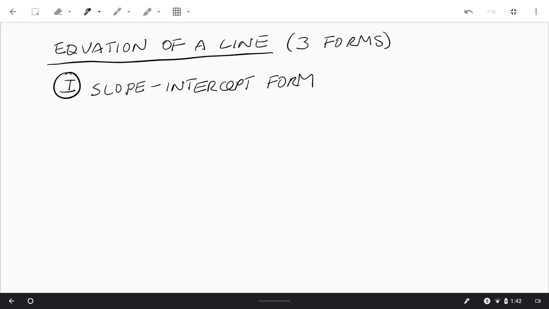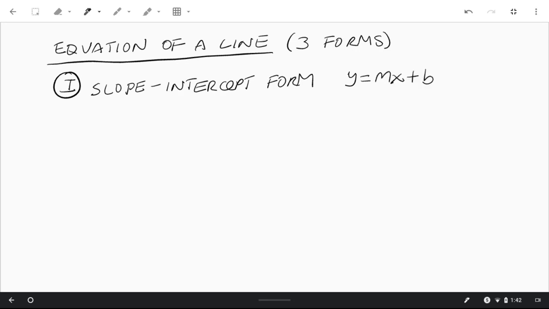And that would be the one that we just looked at where you have it written in this way, y equals mx plus b. And we already saw that when it's written in this form, we can easily identify the slope and we can easily identify the y-intercept.